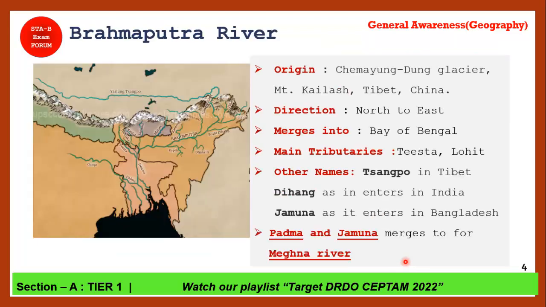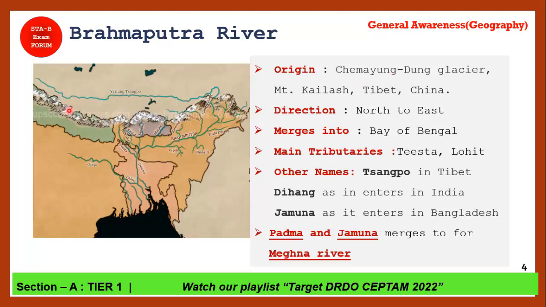So, let's see the next river. Next river is Brahmaputra river, okay, and its origin is again Mount Kailash, but this time its glacier is different. Its glacier is Chemayungdung glacier, okay. It is here in Tibet, okay. Chemayungdung glacier, okay. You just note down this name, this is also important from the exam perspective. It flows from north to east, yes.